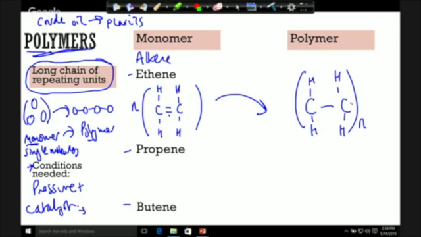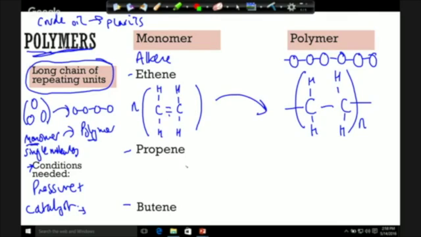But the important thing is we put the bonds outside the brackets, and this shows that actually this is just one small unit of a very long chain of monomers all stuck together. So don't forget, the monomers have a double bond in, but when it's turned into a polymer, that bond breaks and you have a single bond.